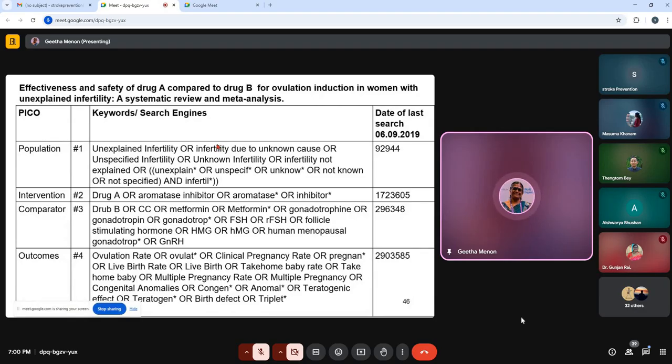And then the outcomes were the ovulation rate, the clinical pregnancy rate, the live birth rate, all those outcomes that the question has.